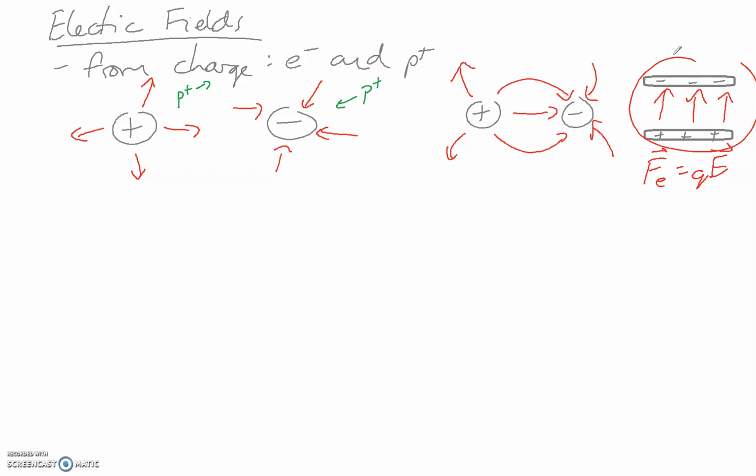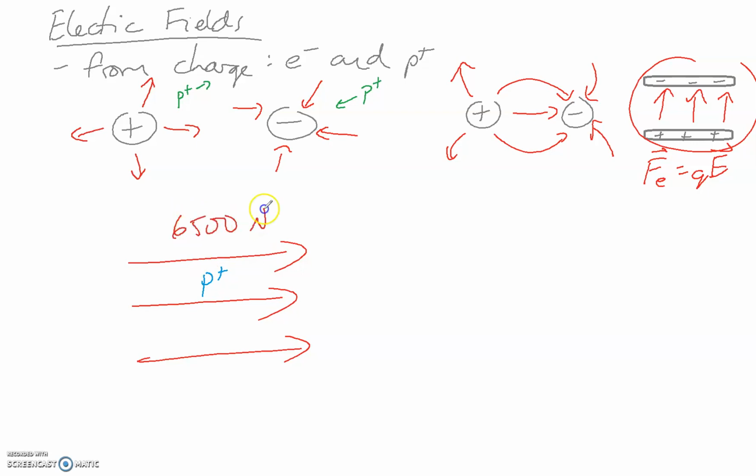For example, start with some simple stuff. You have an electric field like this. There we go, there's an electric field. And let's just take something really simple. We'll take a proton, and let's say the field is 6,500 newtons per coulomb. What you would do last year is find the force on the proton. You would use F equals QE.